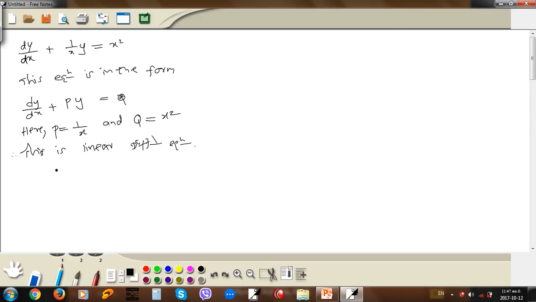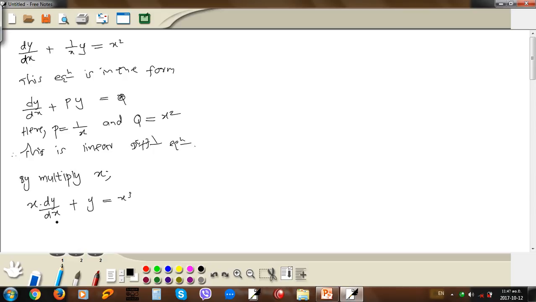Okay, so we are going to simplify this equation. I am going to multiply the whole equation by x. So what happened there? x times dy/dx plus, if you multiply this by x, y equals x cubed.